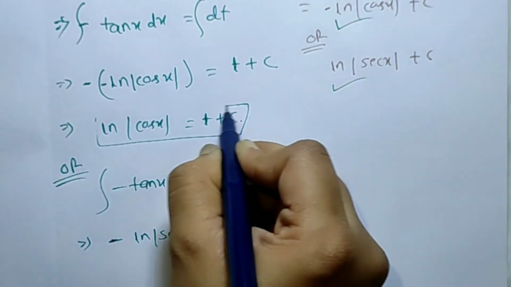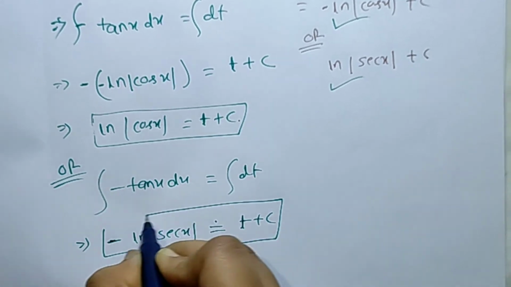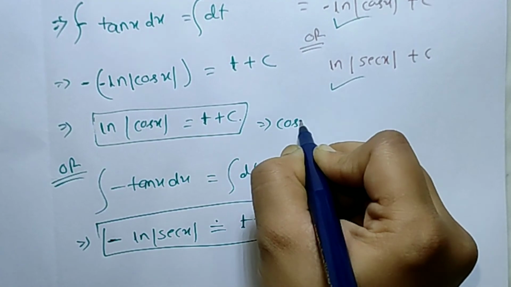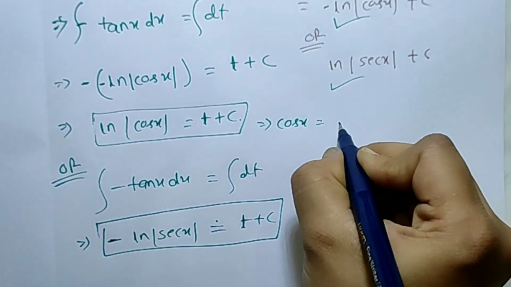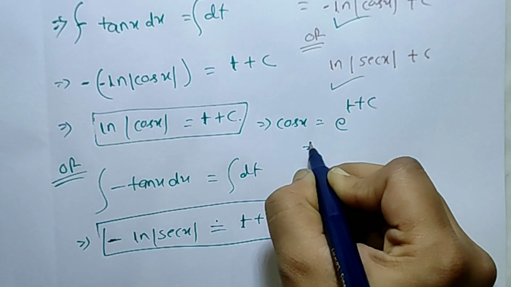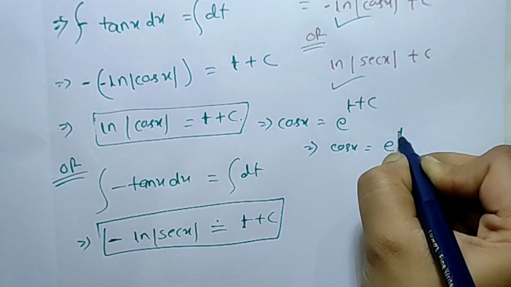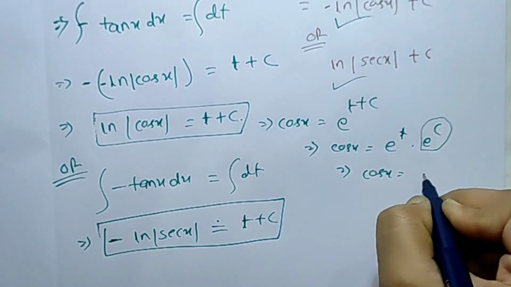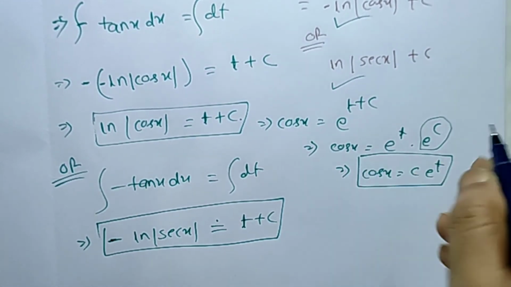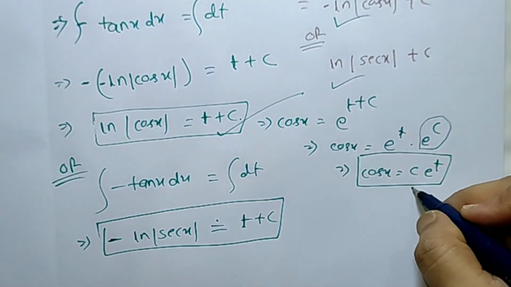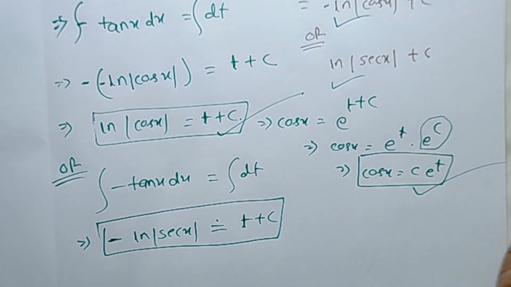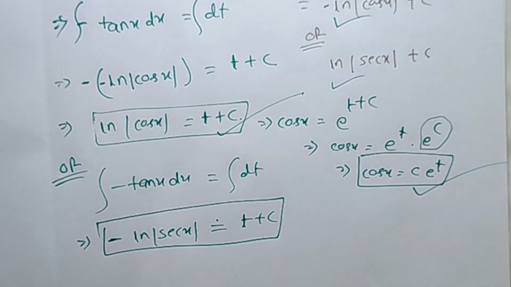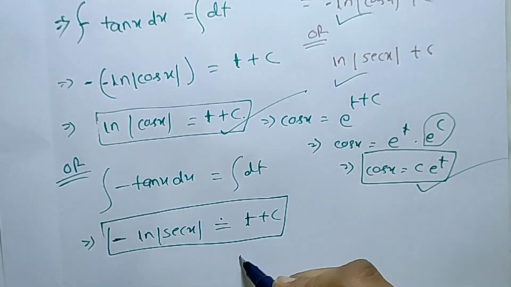Either this can be your general solution, or if you want to find only cos x, the ln on the right hand side becomes e power t plus c, which implies cos x is equal to e power t into e power c. E power c is nothing but a constant, so cos x is equal to c into e power t. This can be your general solution. In the same way you can find it in this question also, or you can say this is the answer.